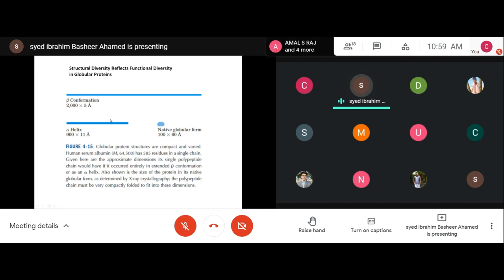So the volume it is going to occupy is very large. But our cell is not this much in dimension, so you cannot accommodate such a long fiber into our cell. Similarly, if I arrange these 585 residues into an alpha helix, then also I require a large dimension. This is not possible.